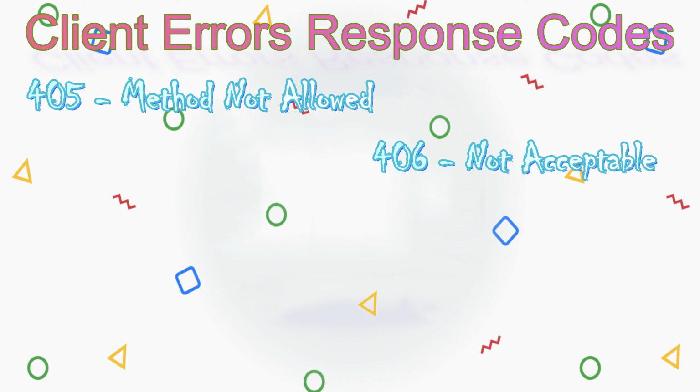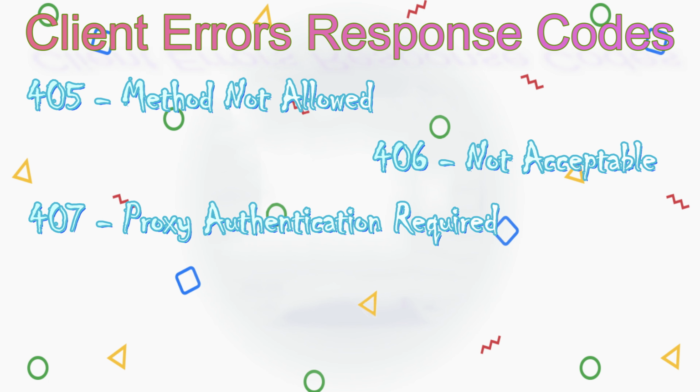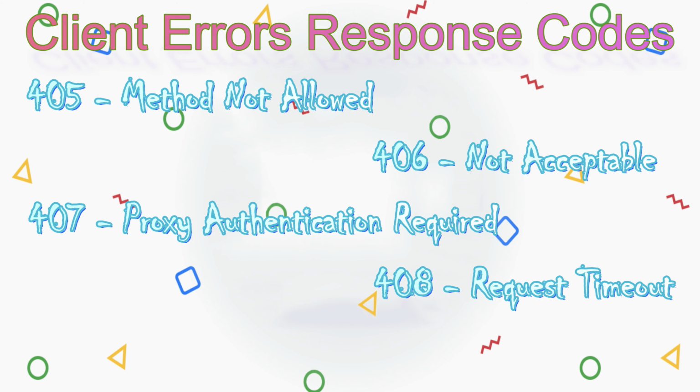406 response is sent when the server, after performing server-driven negotiation, doesn't find any content that conforms to the criteria given by the user agent. 407 is similar to 401 but authentication needs to be done by a proxy. 408 response is sent on an idle connection by some servers. The server would like to shut down the unused connection to speed up the surfing. 409 Conflict response is sent when the request could not be completed because of a conflict.